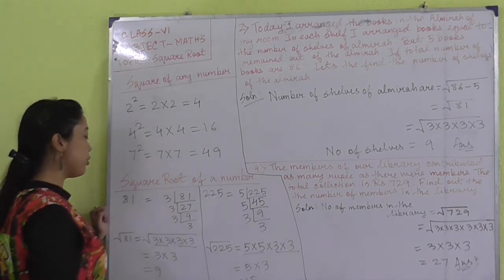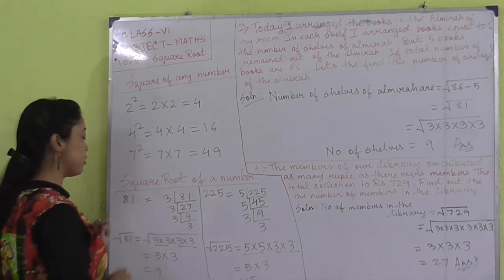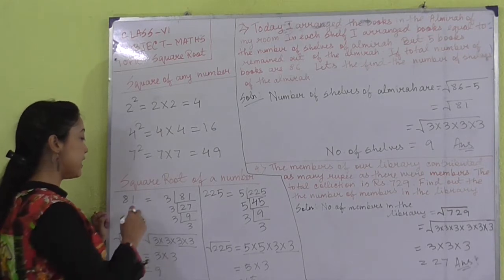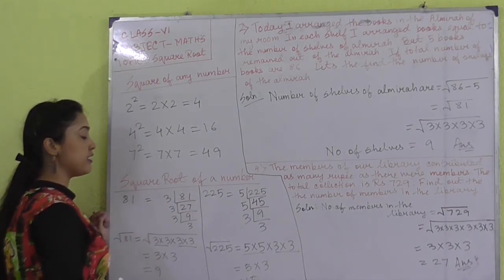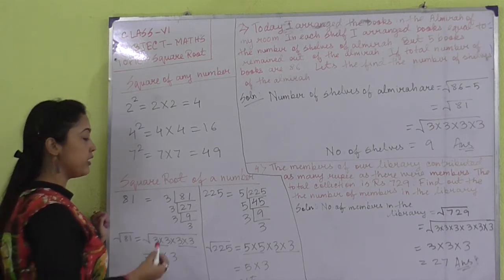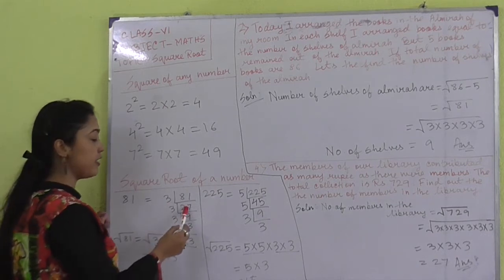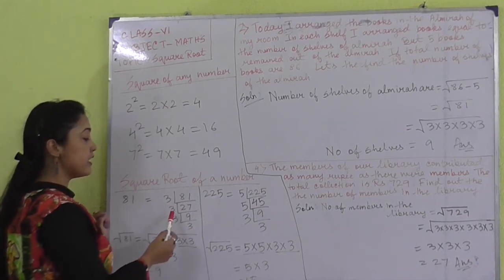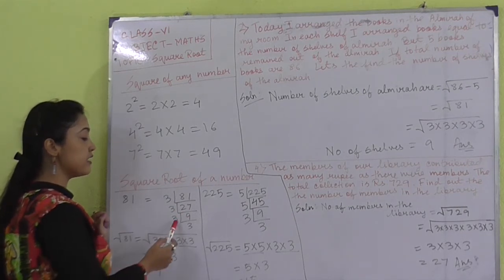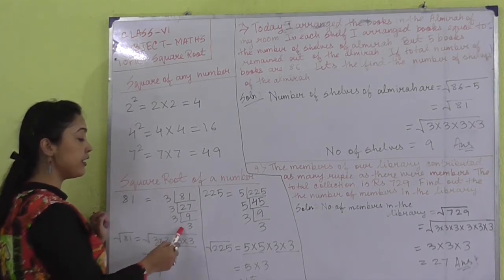Here I am going to explain how to find the square root of 81. The first example is given as 81. You write 81 as it is. Since 81 is divisible by 3, you write 3 over here. 3 27s are 81, so I write 27. Next, 3 9s are 27, so I write 9. And next, 3 3s are 9. In this way I have got four 3s.